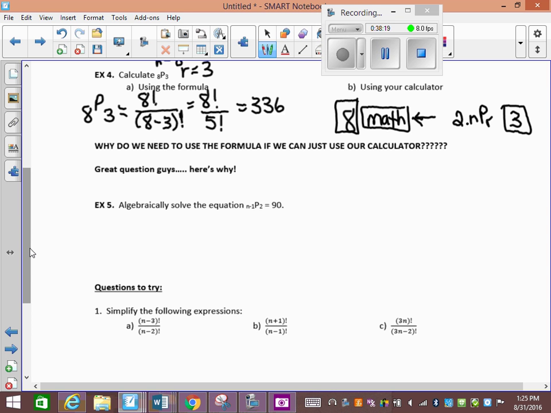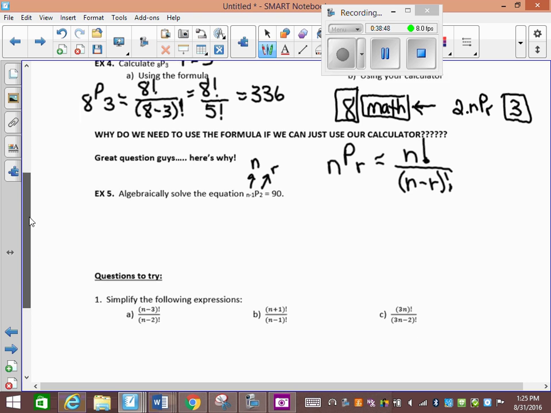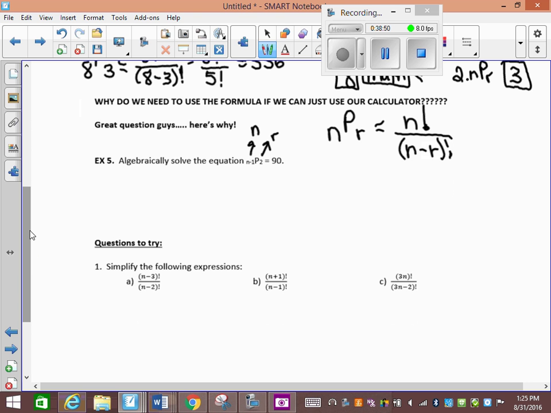So you know that x is in your calculator. It's different for every single person. You can't go x minus 1 P 2. You have to use the formula. So remember, the formula is nPr equals n factorial over n minus r factorial. This is in the n spot, and this is in the r spot. So we're going to fill it into our formula.